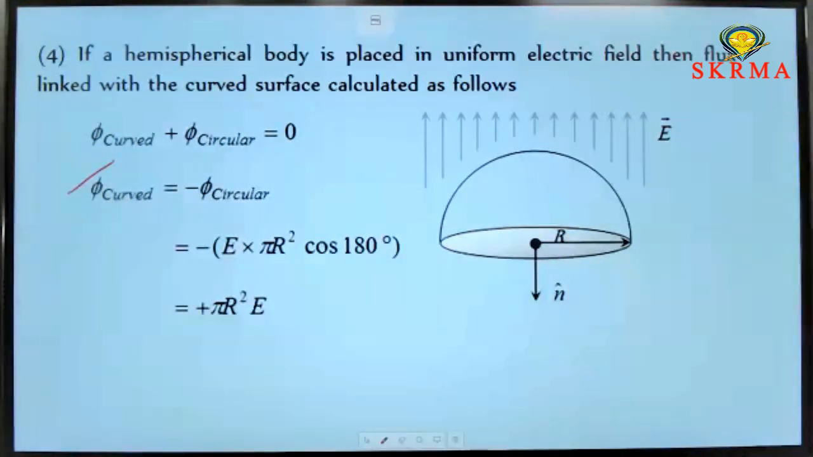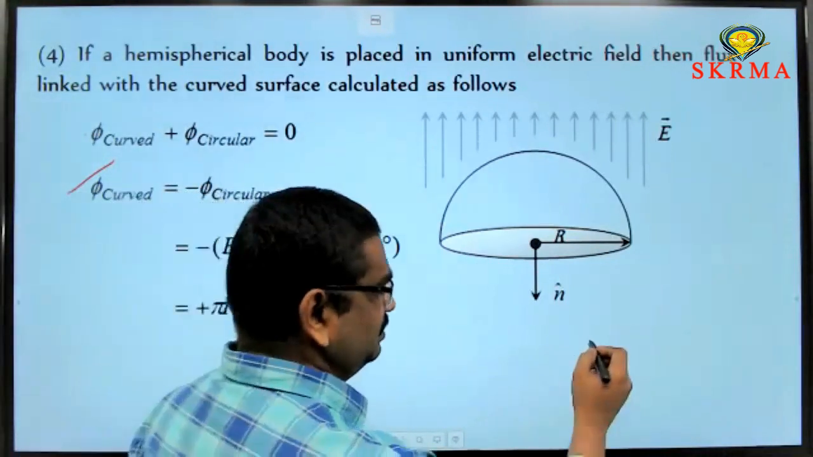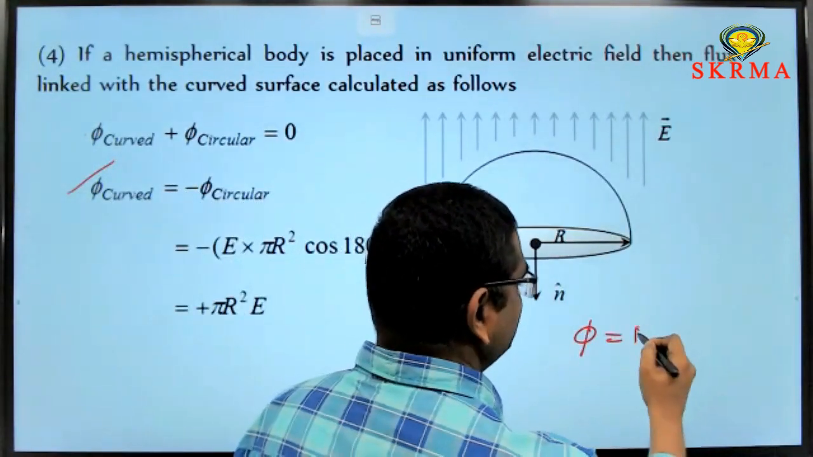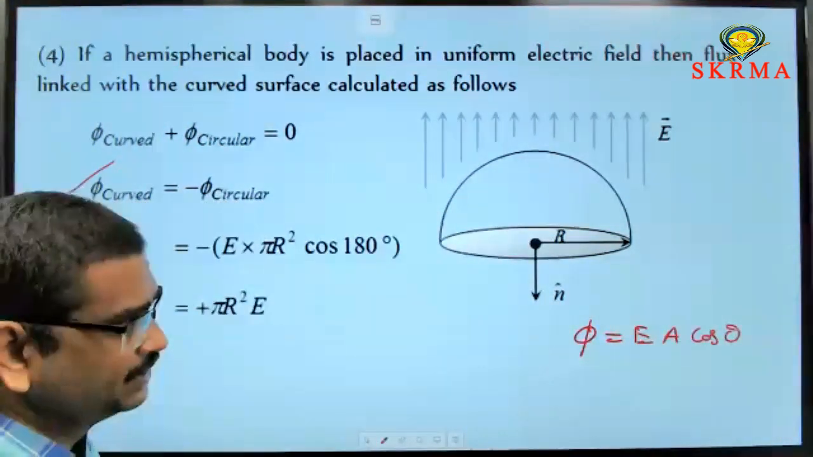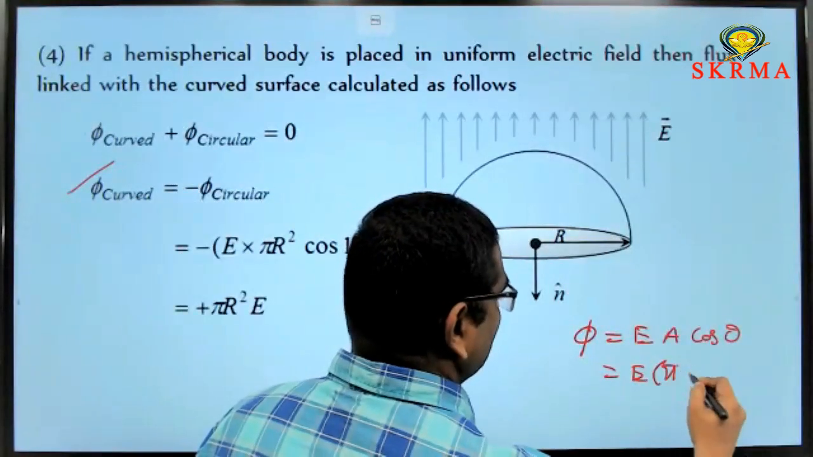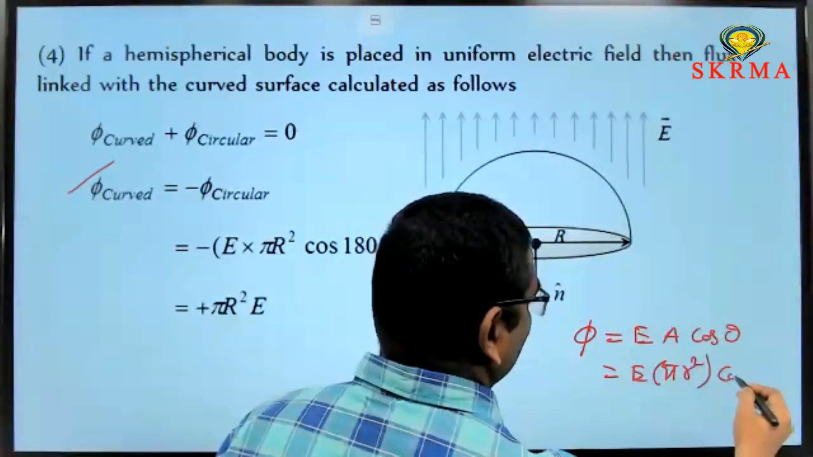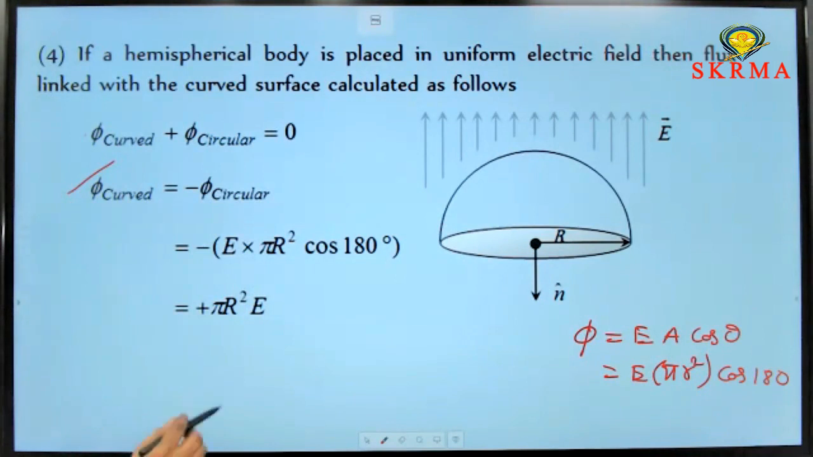Flux passing through the curved surface is equal to the negative of the flux passing through the circular one. Now, for the circular one, what is the area? The flux formula is E A cos theta. Here, what is the electric field value? E. Area is pi r square. What is the angle? Cos 180. Can I write like this?